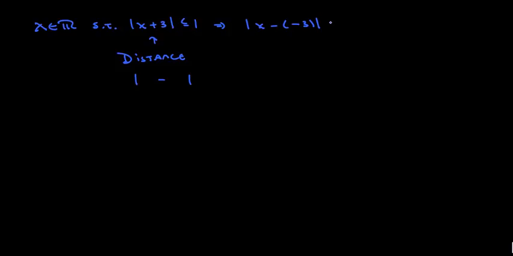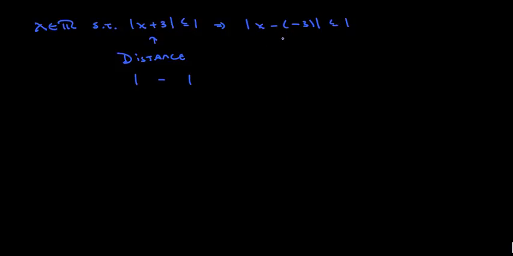Now we're looking for all numbers x, which are part of the real numbers, such that the distance between them and -3 is less than or equal to 1. So remember, when we're thinking distance, to use the distance formula for the distance between two real numbers, we're looking for the absolute value with minus in between. So we can convert this into the absolute value of x minus -3 is less than or equal to 1.